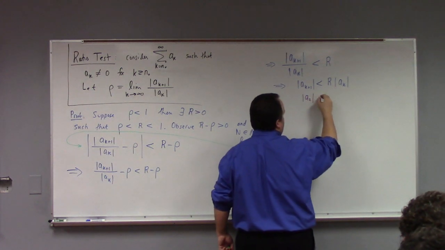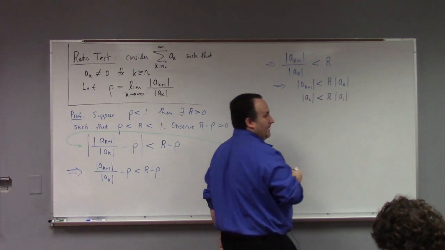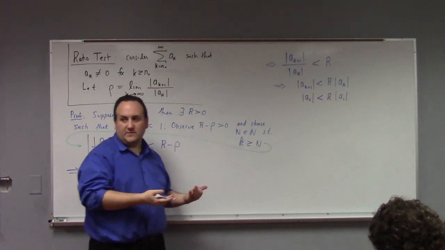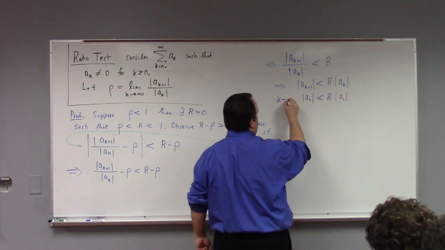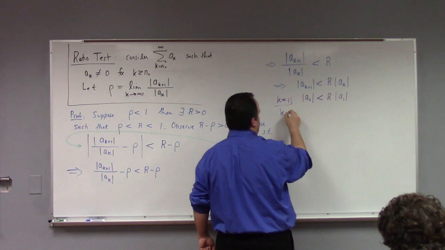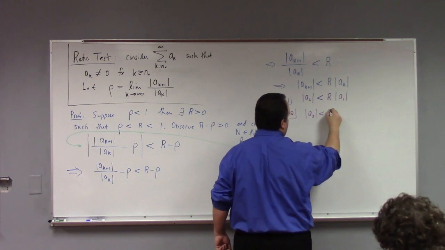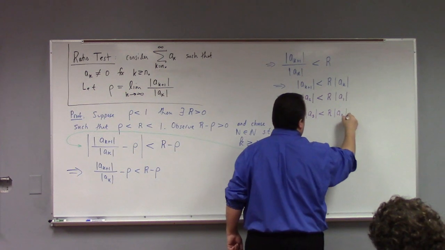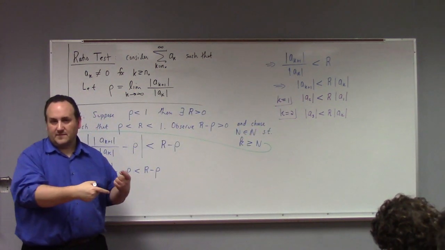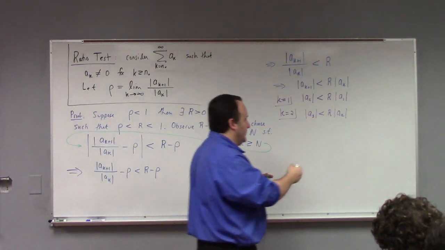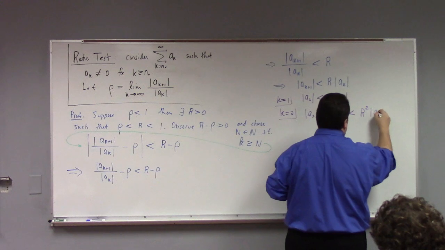I get the absolute value of a2 is less than r times the absolute value of a1, right? Fine, that's k equals 1. Excuse me, k equals 2, what happens? Absolute value of a3 is less than r times the absolute value of a2, right? But what did we just learn the step above? That's less than r times the absolute value of a1, so this is less than r squared times the absolute value of a1.